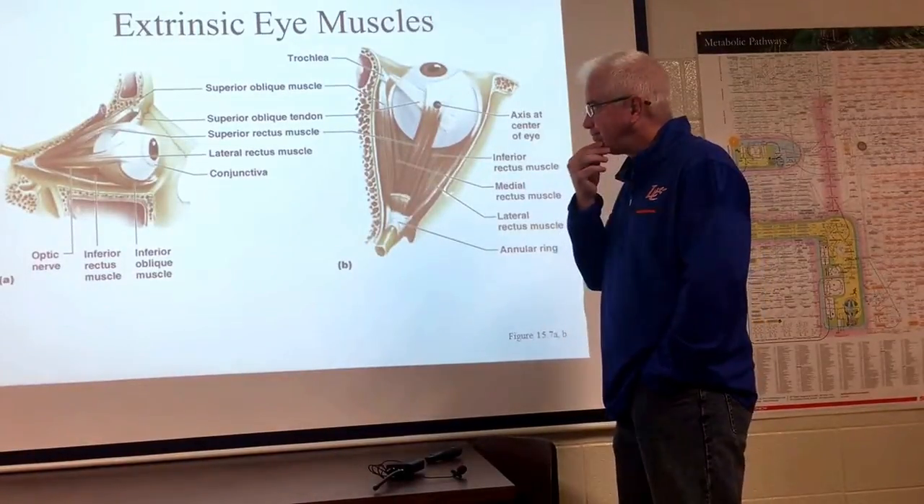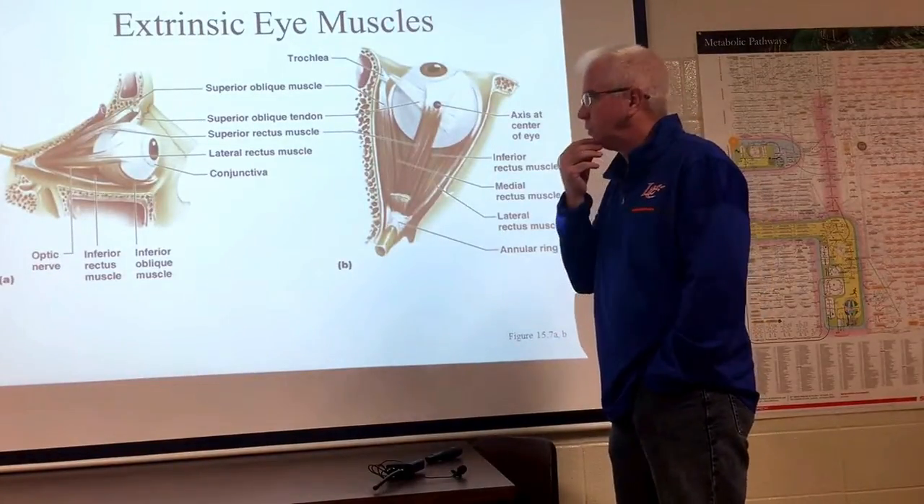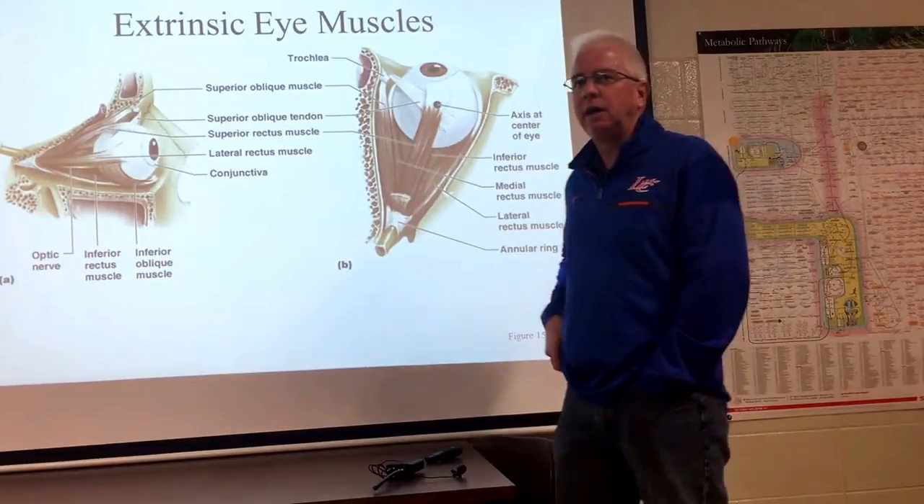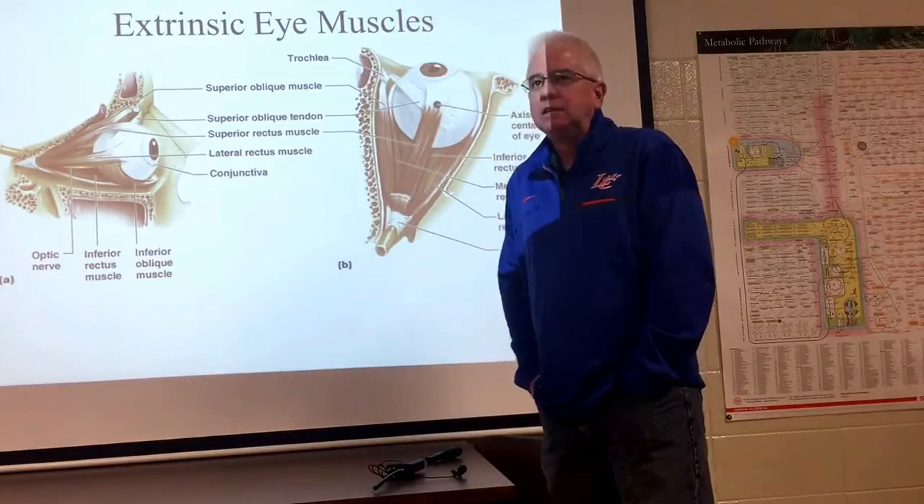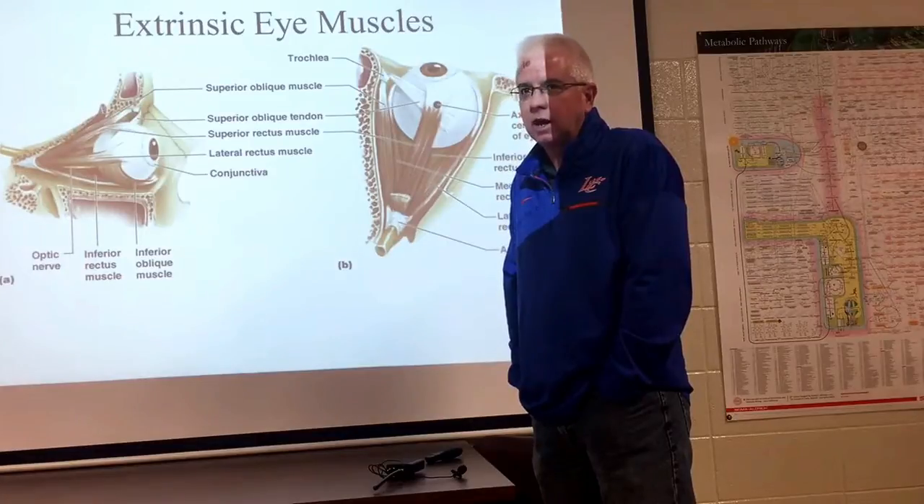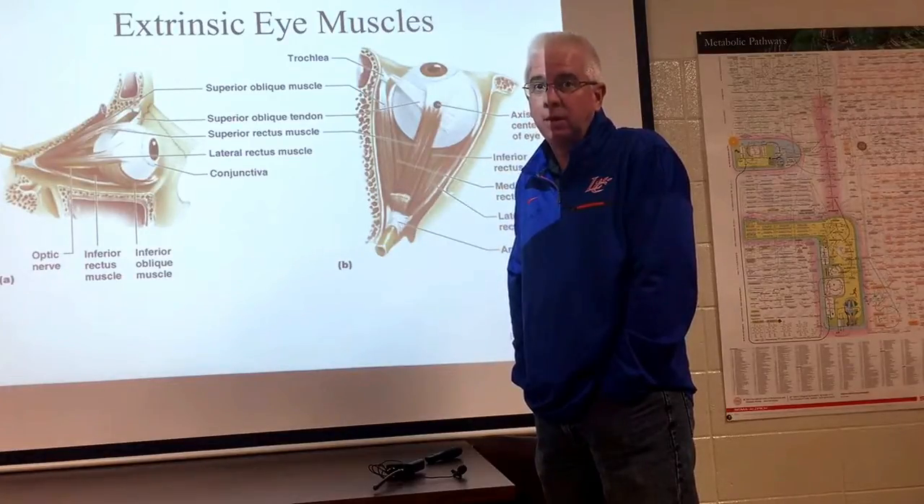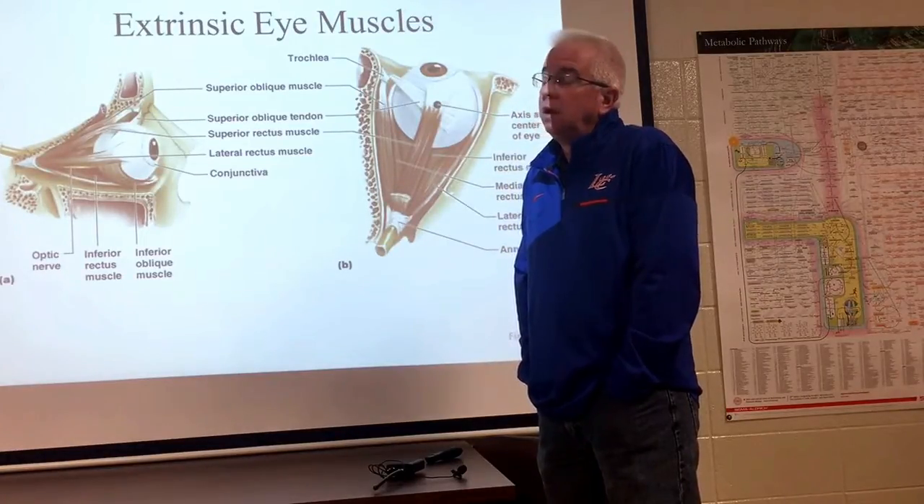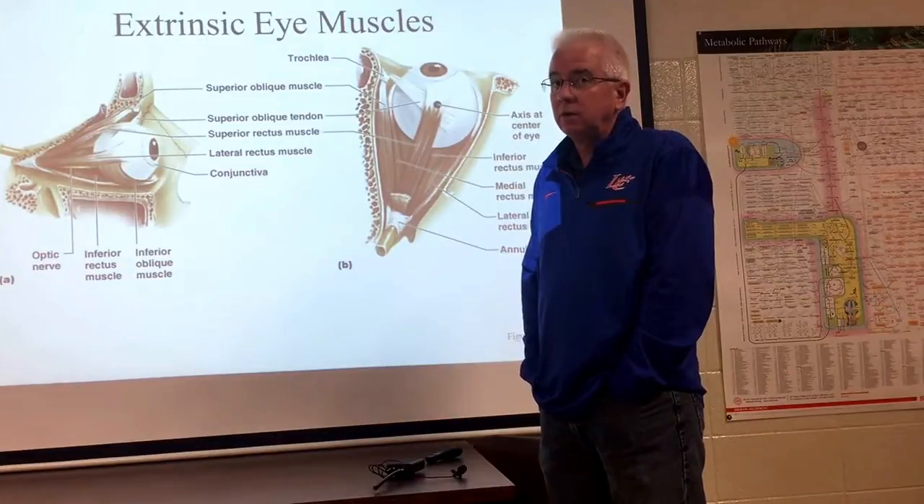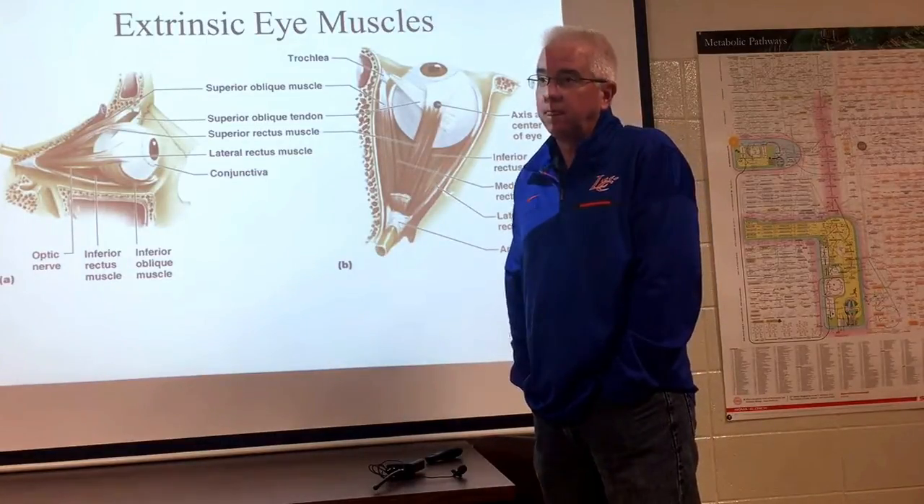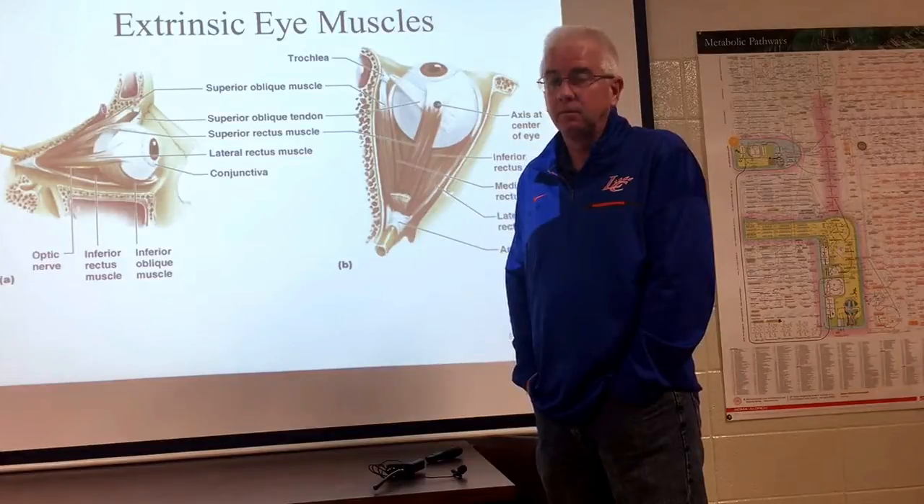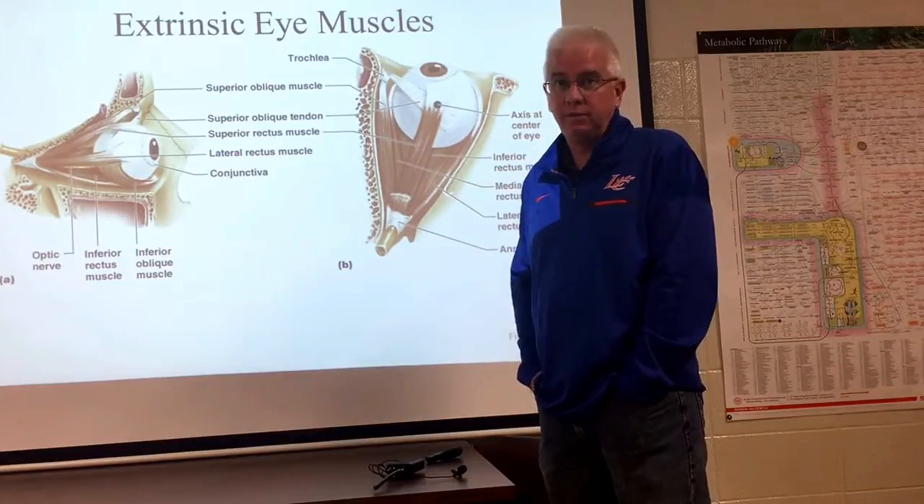LR6SO43, right? LR6SO43. As it turns out, there are 6 extrinsic eye muscles, 6 of them that move your eyes. There's a 7th muscle that runs along the top of the orbit that controls your eyelids. I want you to know all 7 of these.